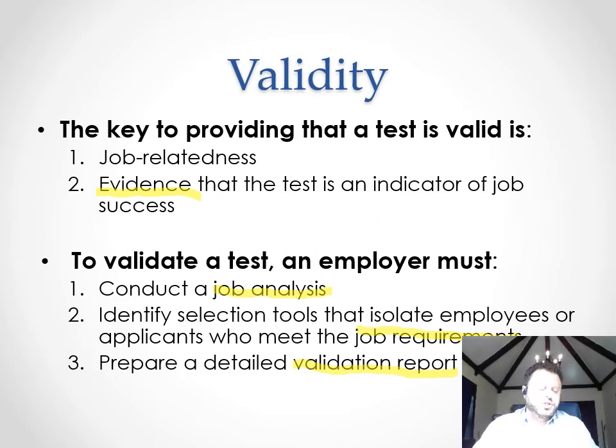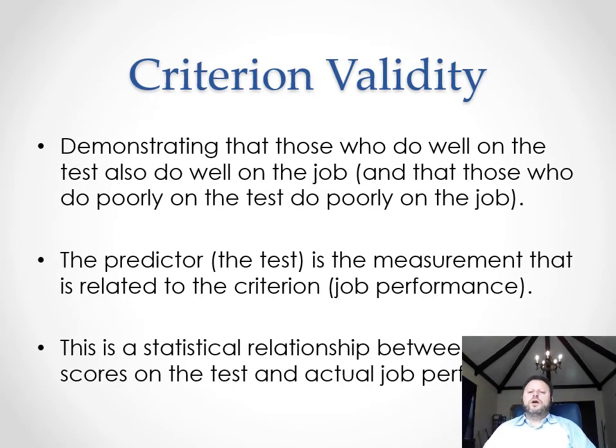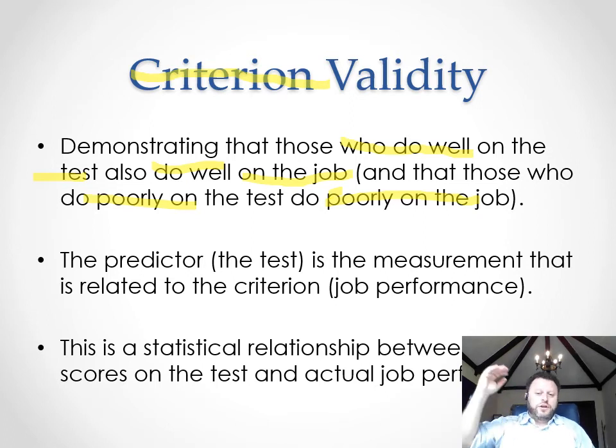There are three kinds of validity that we need to know: criterion, content, and construct. So the first, criterion. Criterion validity says that people who do well on the test do well on the job, and people who do poorly on the test do poorly on the job. That's the criterion, because the criteria of our test is to see if you'll do well on the job. So if this is a research job, if we give you this test and you get a high grade, we expect you to be very good at research.